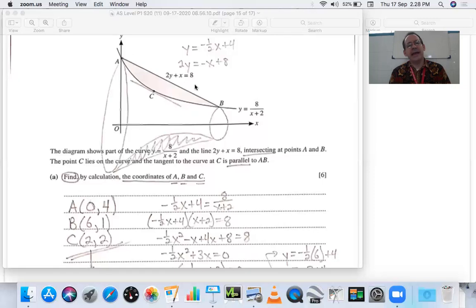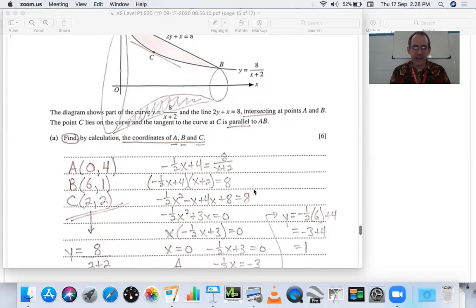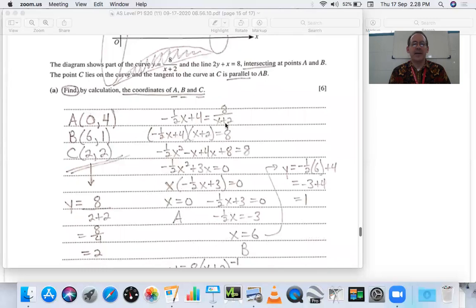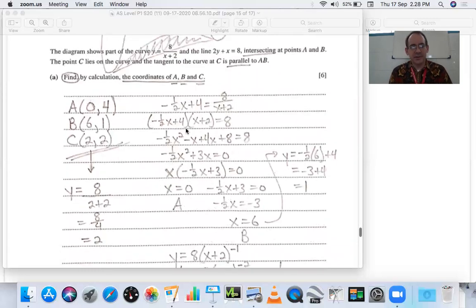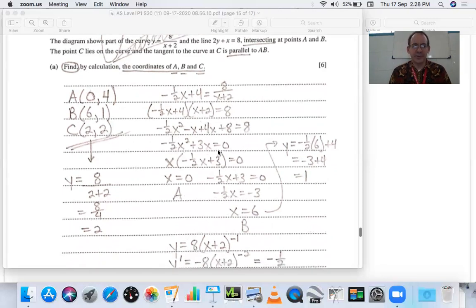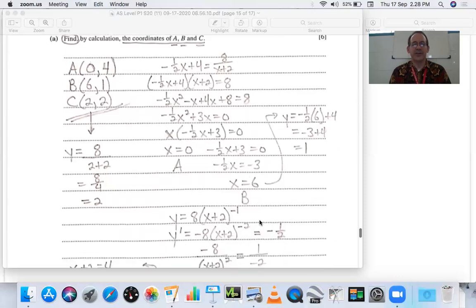For B, A and B are both intersecting points between the line and the curve. So if we set the line equal to the curve and multiply by the x plus 2 to the other side, just do your binomial distribution, you get negative 1/2 x squared minus x plus 4x plus 8 equals 8. Cancel the 8s. Negative 1/2 x squared plus 3x equals 0. Factor an x out. Set each one equal to 0 and solve.